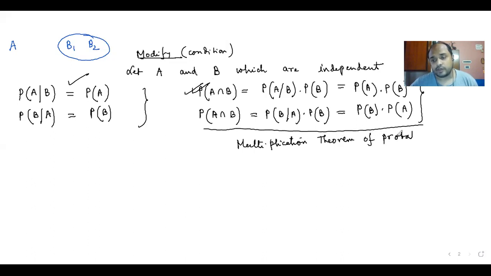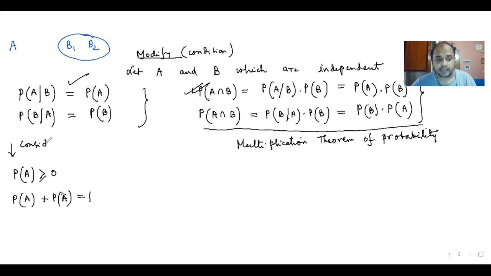What does it say? It says that if we are dealing with two independent events, the probability of simultaneous happening of the two events will be the product of their individual probabilities. Now, when we discussed our axioms in our last class, when we wrote that probability of A is greater than or equal to 0, or when we wrote probability of A plus probability of A bar is equal to 1, I'm not writing the other statements. Consider any statement from the previous class.